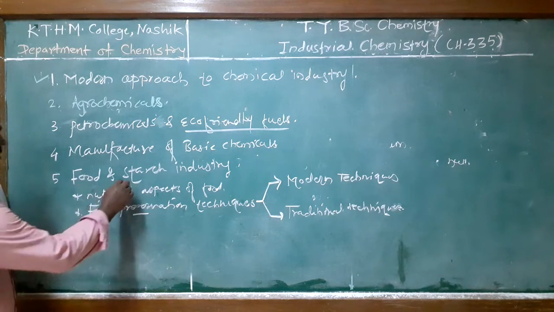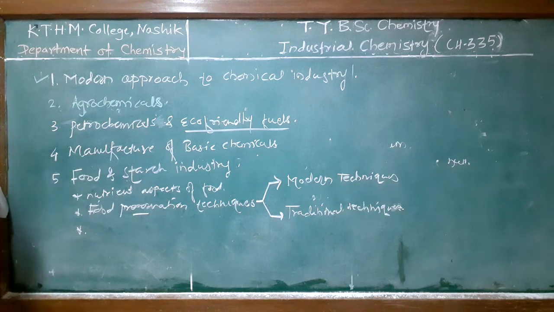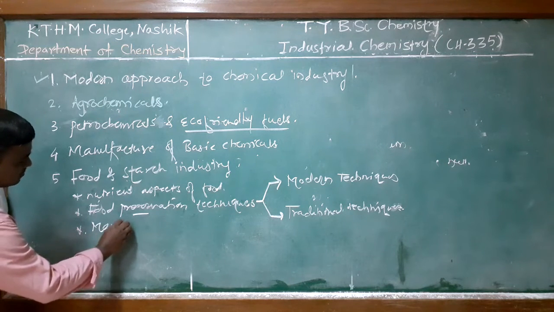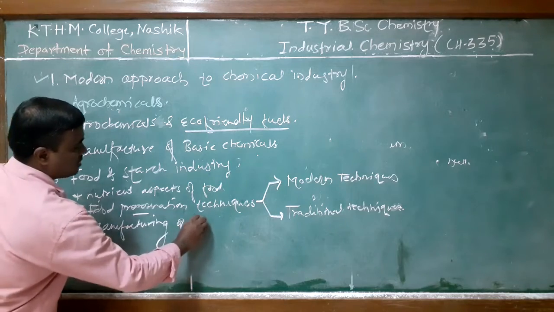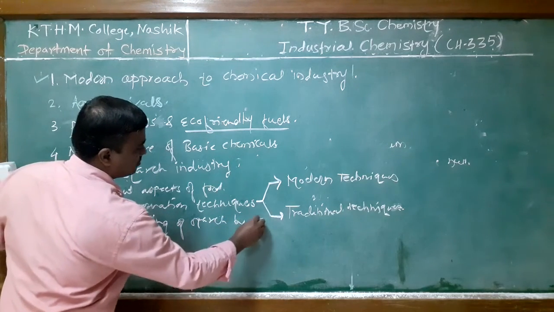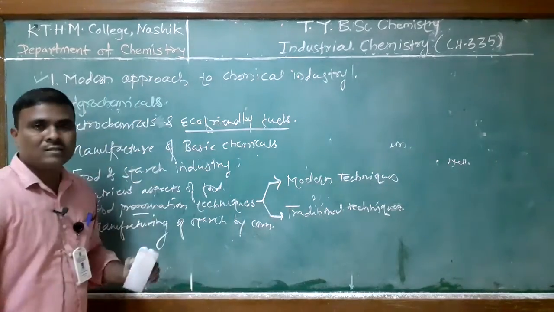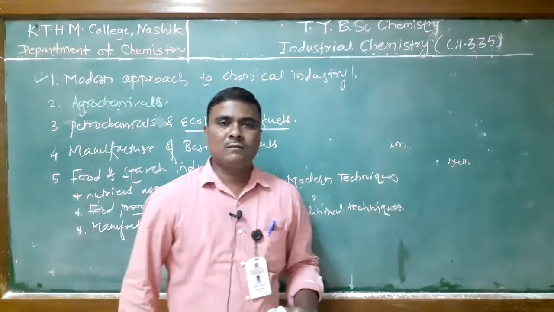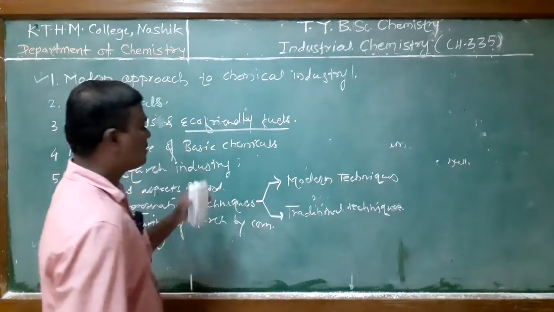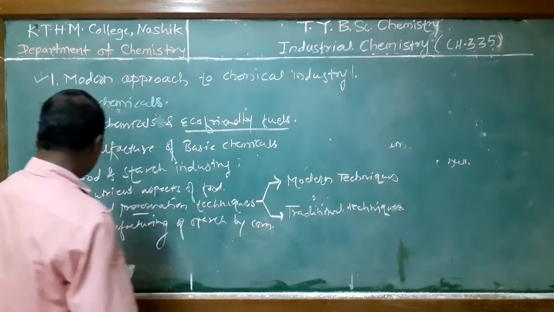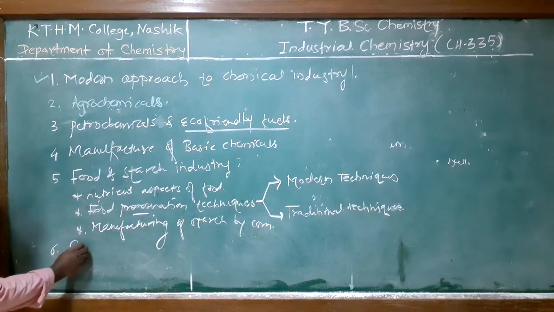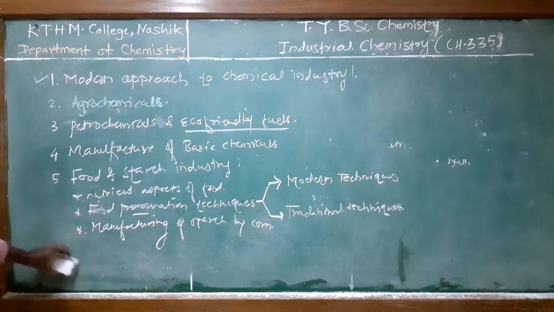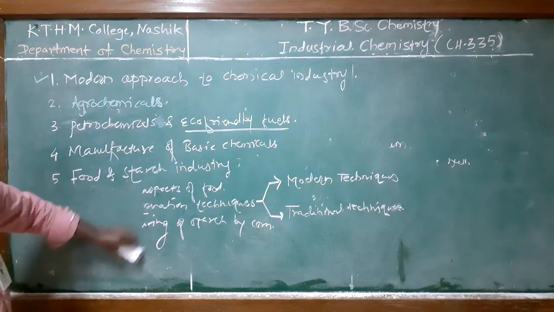And the next section is the starch industry. The main point which we are going to cover in this chapter is the manufacture of starch from corn, and the various applications of starch in various industries. I hope you got the points which I have discussed.